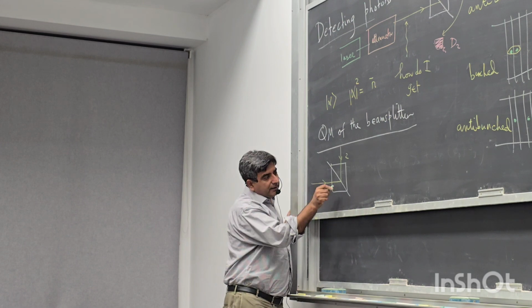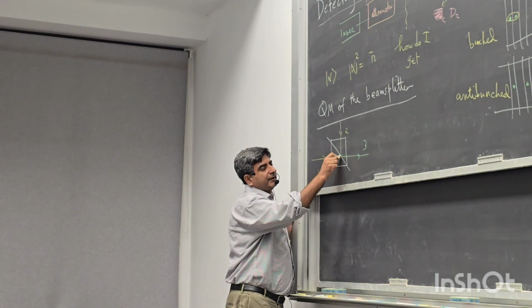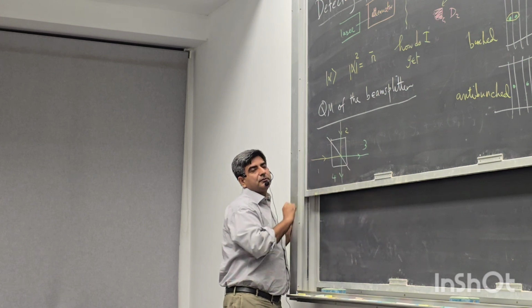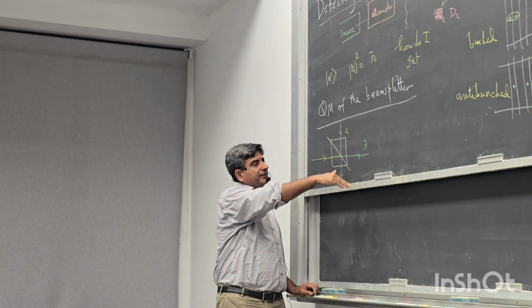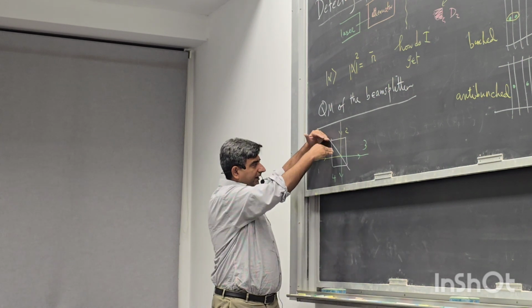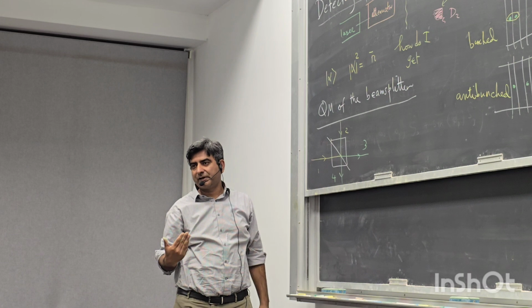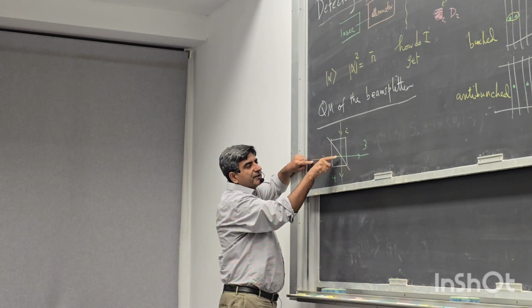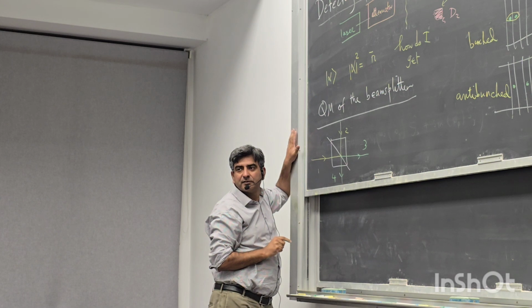Okay? And it has two output ports. Let's call one output port 3 and the other output port 4. Now when a photon strikes this intervening layer, this dielectric layer, it can either be transmitted or reflected. So this photon could be transmitted or reflected. This photon could be transmitted or reflected.